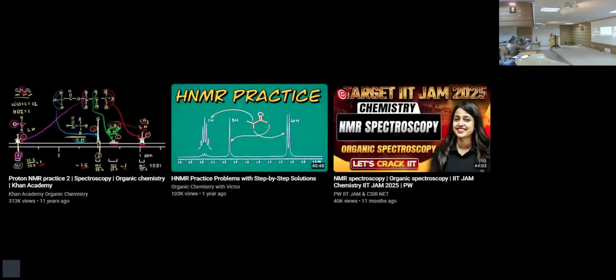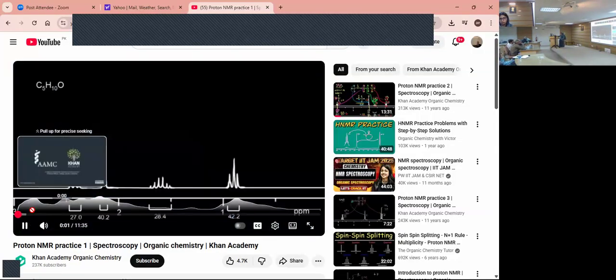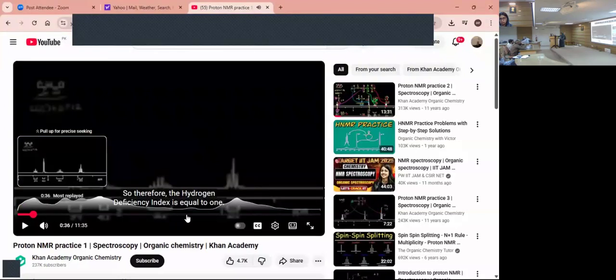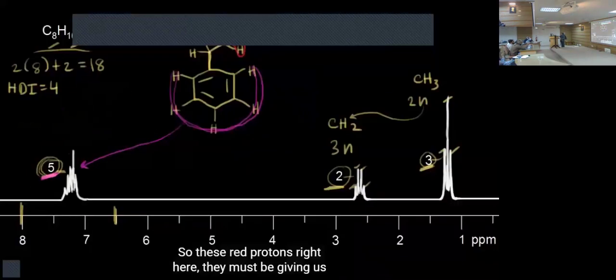Can you put in? Yes, the first one. These red protons right here. We have 4 peaks. How do you make it 2, not 4? Why do we have 4 peaks here? Yeah, but why is that 3? Okay, we have 3 here.